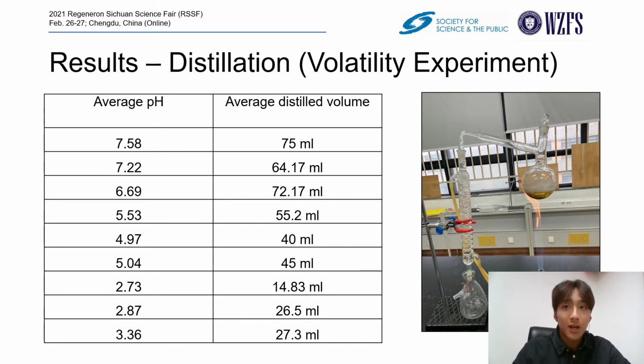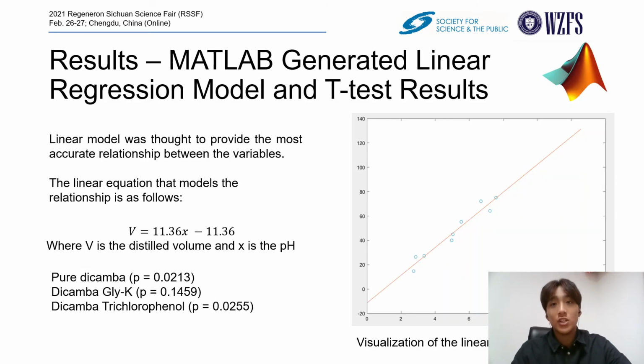After obtaining these data, a linear graph was drawn and a linear equation was set by using MATLAB to simplify the relationship. Then the dependent pair t-test was carried out for the pH and the distilled volume for all 3 dicamba samples. The t-test is a type of inferential statistic used to determine if there is a significant difference between the means of 2 groups, which may be related in certain features.